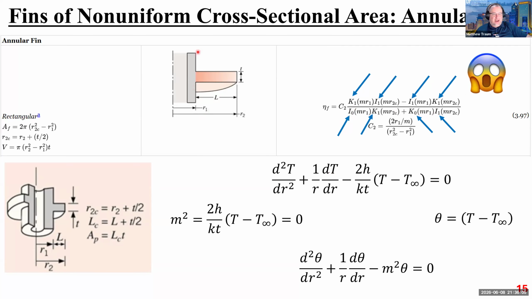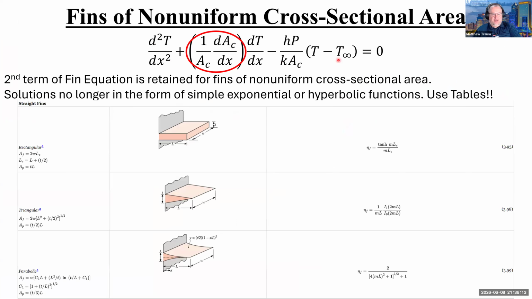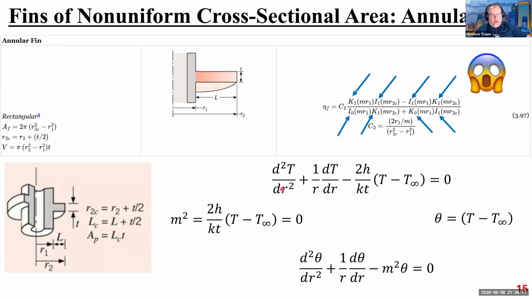Well, it turns out this thing is cylindrical, so we're going to use polar geometry. And so we're going to take our trusty fin equation, which we derived in Euclidean geometry, and we're going to turn it into polar coordinates, which I do here. And so this term has this 1 over r in it that I like so much in the rotational polar coordinate system. And we're going to solve this.